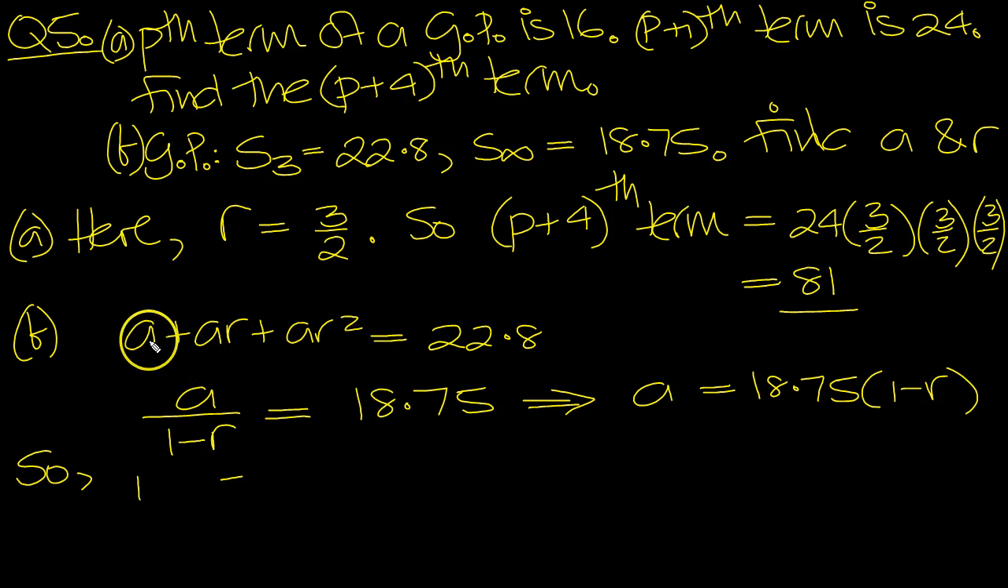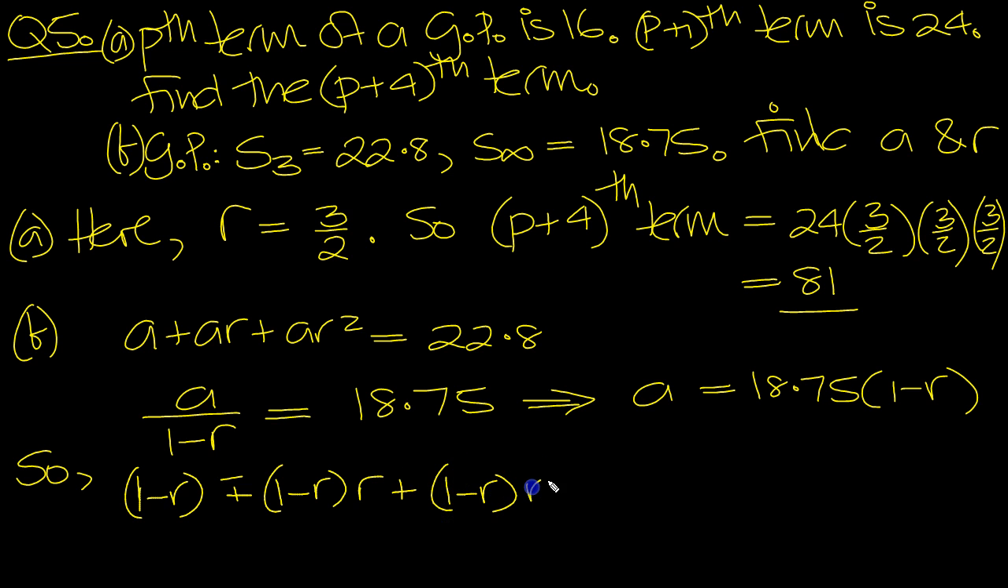I'm not going to do that because it looks hard work and a long line. The A is 18.75. I'm going to move that underneath here to be with the 22.8. So I'm just going to have 1 minus R here times, that's A, plus A, 1 minus R times R, plus A, 1 minus R times R squared equals 22.8. And this 18.75 was common all the way on the top, so I moved it underneath.